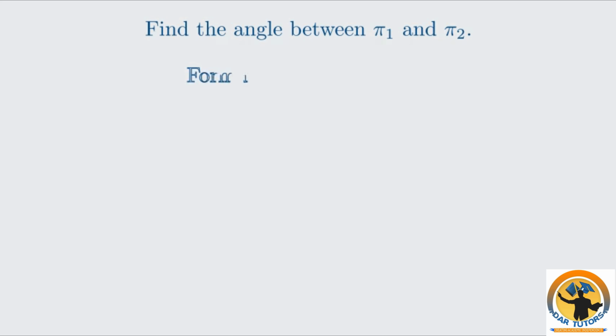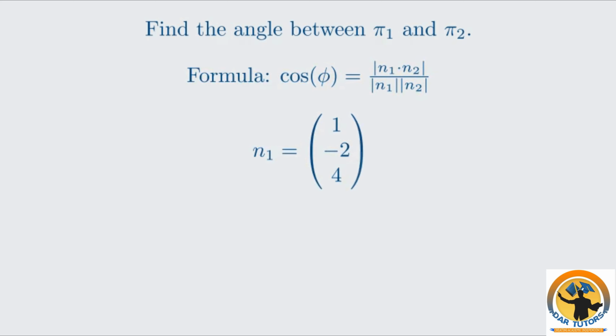Now let's find the angle between the two planes, pi1 and pi2. The angle between two planes is the same as the angle between their normal vectors. We use the dot product formula for vectors. Cosine of the angle phi equals the absolute value of the dot product of the normal vectors divided by the product of their magnitudes. We know n1 equals (1, -2, 4), and n2 equals (5, -1, 3).